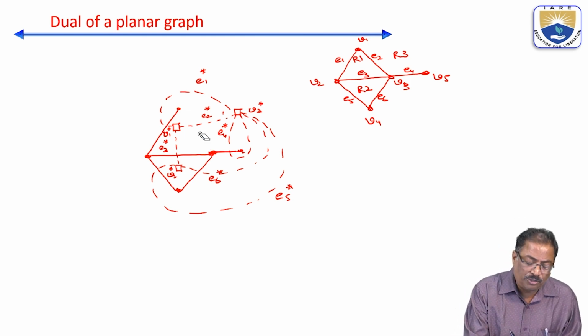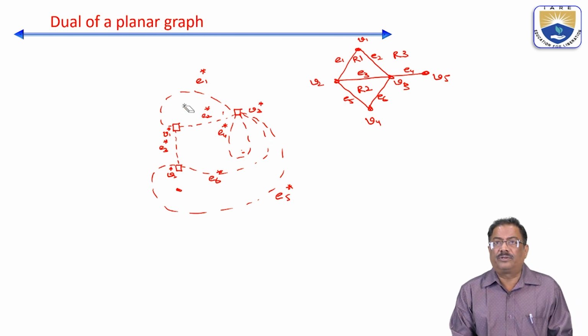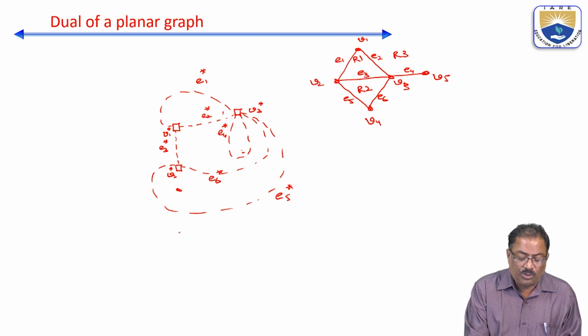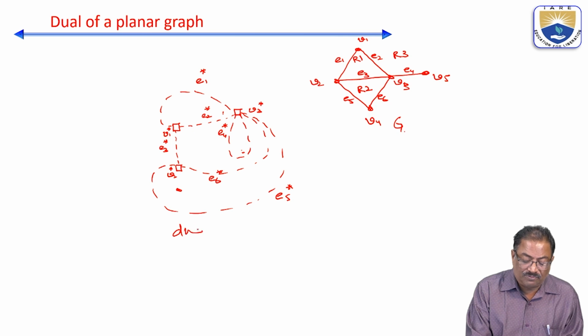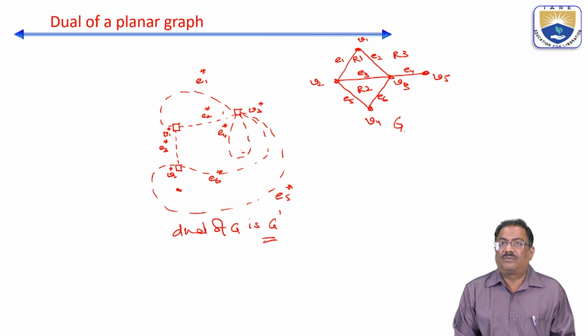And if I am going to remove the main graph, then whatever reduced one we get, this is the dual of the original graph, let us say G. And the dual of G, let us say we consider G dash. So this is the way that we construct the dual of the given graph.